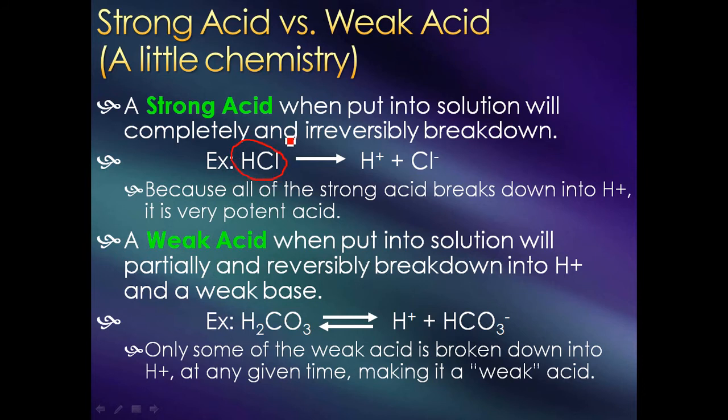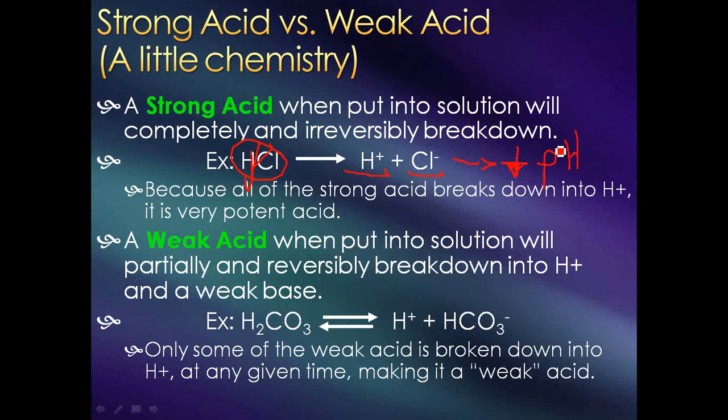When hydrochloric acid is put into solution, every single one of these molecules breaks up. Every single hydrogen dissociates from every single chloride ion. So whenever you add hydrochloric acid to a solution, you are adding lots and lots of hydrogen ions. This is why hydrochloric acid has such a very low pH.